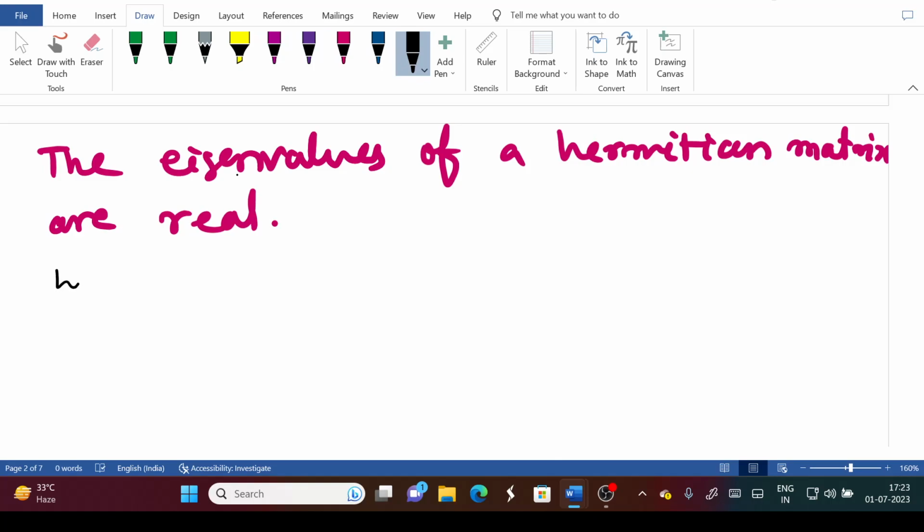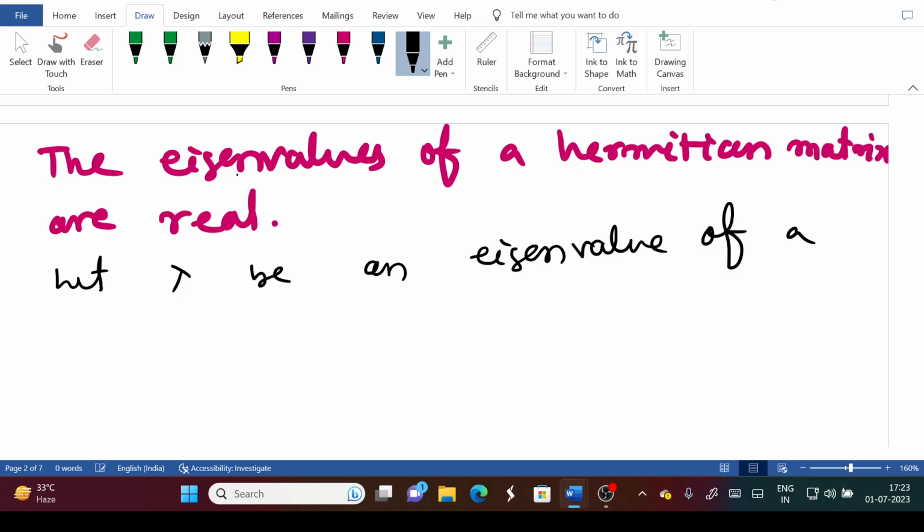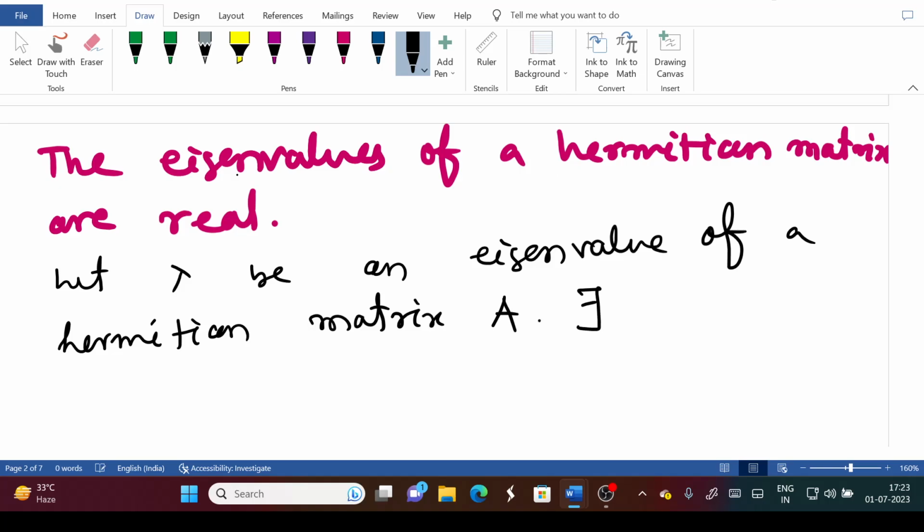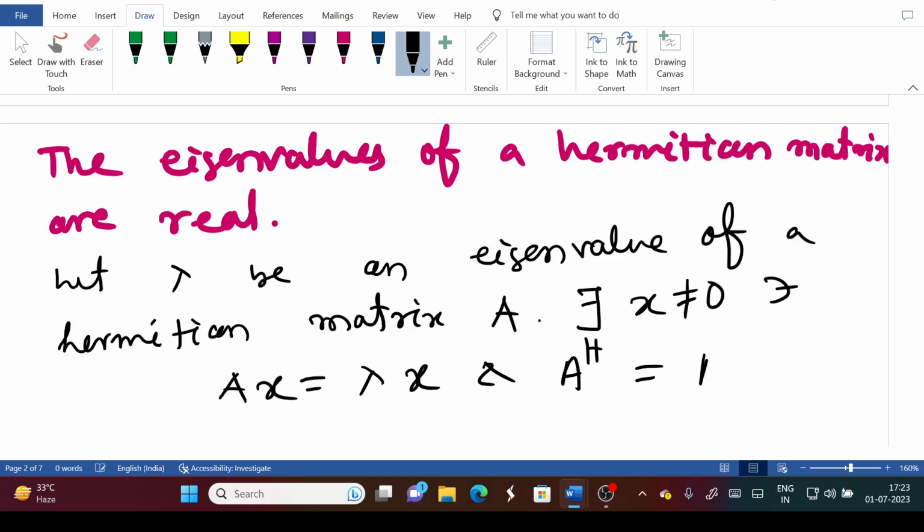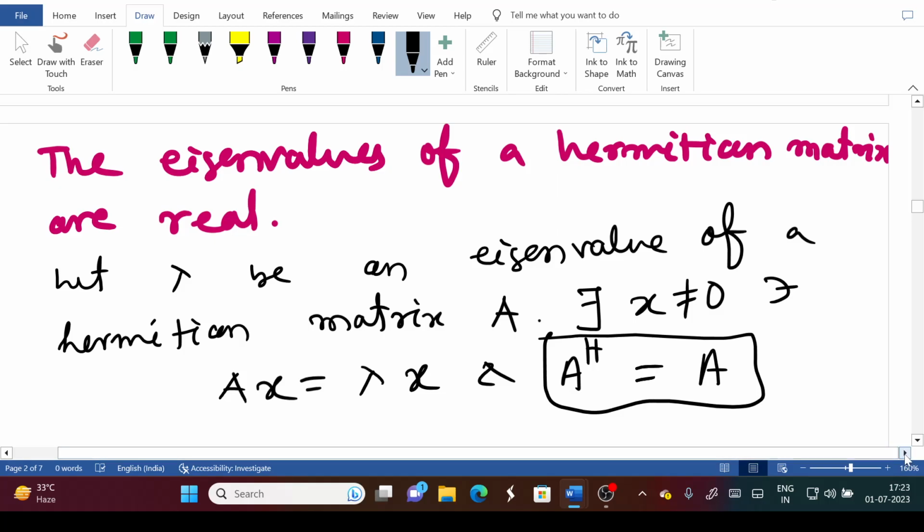Let us prove it. Let lambda be an eigenvalue of a Hermitian matrix A. So there exists x not equal to 0 such that Ax is equal to lambda x, and A^H is equal to A. The second condition is for the Hermitian matrix, and the first is for the eigenvalue.